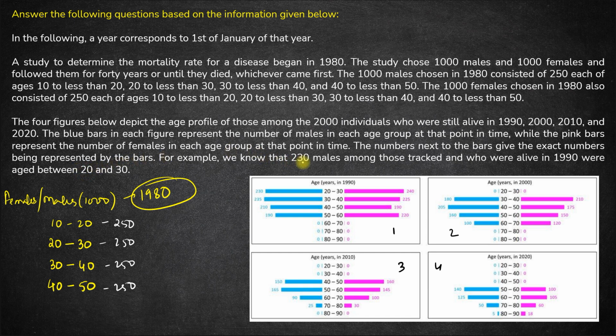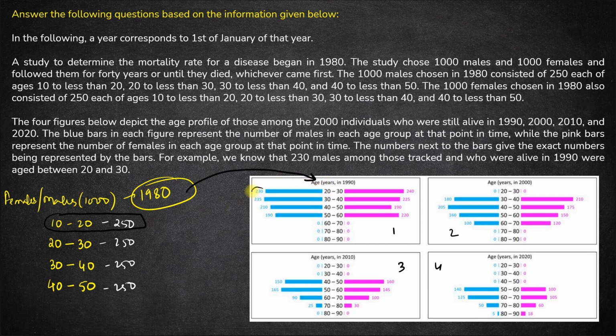For example, we know that 230 males among those who were tracked were still alive in 1990, who are aged between 20 and 30. So these 250 people who were aged between 10 to 20 years in 1980, exactly after 10 years, their age will increase by 10 years, right, in one decade. So all these 250 people should ideally move to the next age bracket of 20 to 30. So now they move to the age bracket of 20 to 30.